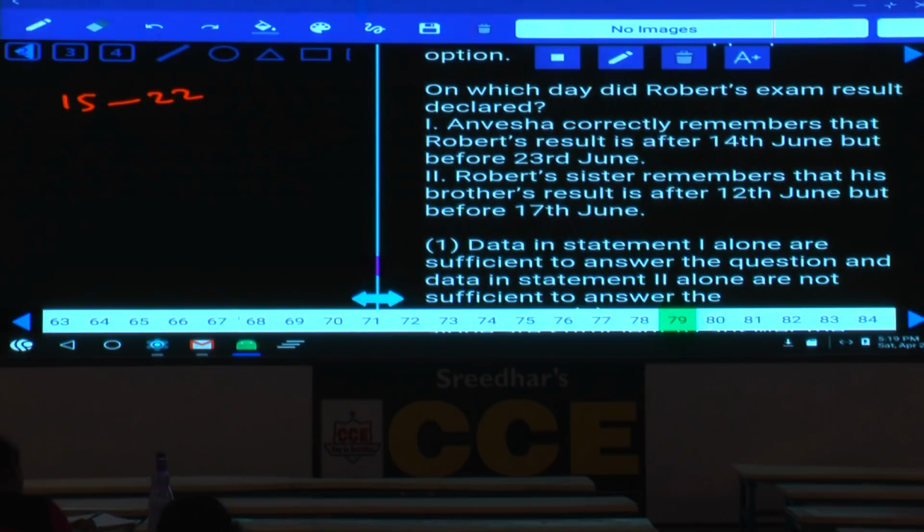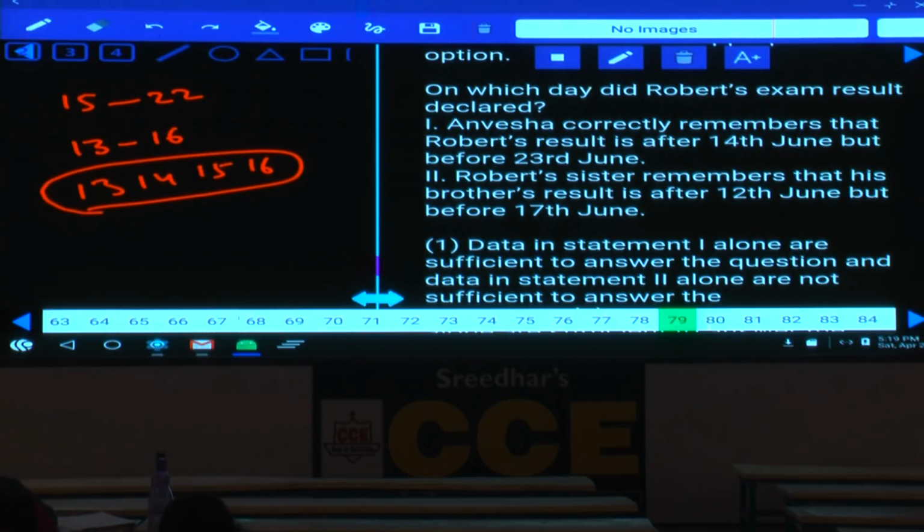And Robert's sister remembers that his brother's result is after 12th but before 17th. After 12 before 17 could be 13 to 16. Now 1 alone is not sufficient, more than 1 date, and 2 alone is not sufficient either. Then if you combine these two, what are the dates which are common? Either it could be on 13, 14, 15 or 16. Hence 4 dates are common, 13 to 16.